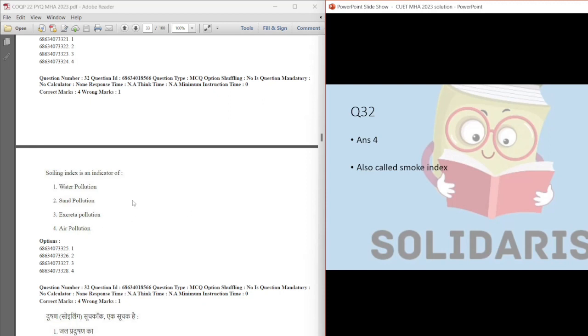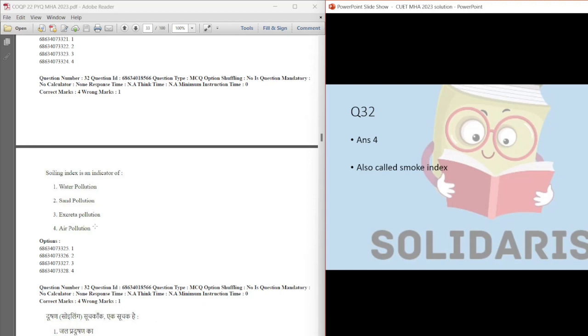If there is another question like what the smoke index is an indicator of, that is also air pollution. And for water pollution, I have tried to find some indicators. Just try to read about how the different pollutions are measured.